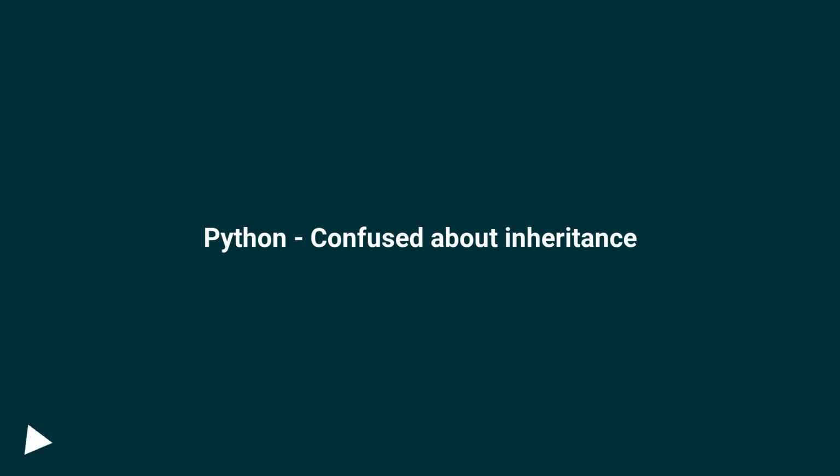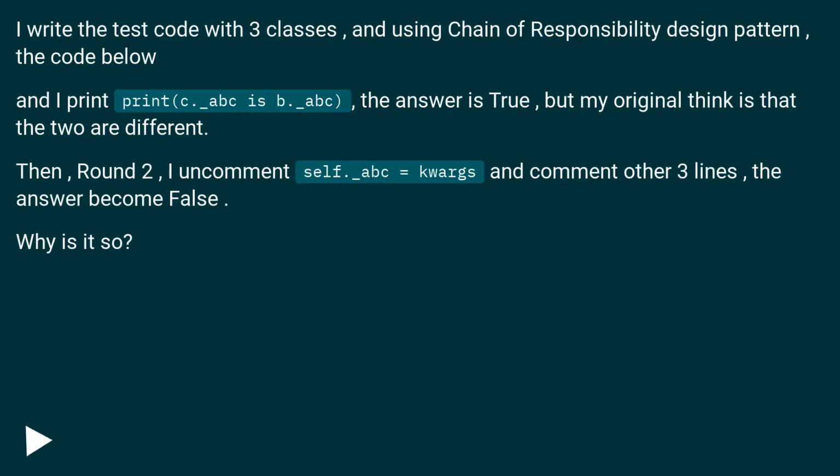Python, confused about inheritance. I write the test code with 3 classes and using chain of responsibility design pattern, the code below. And I print C, end of VC is B.ABC. The answer is true, but my original think is that the two are different. Then, round 2, I uncomment self.ABC equals quarks and comment other 3 lines, the answer become false. Why is it so?